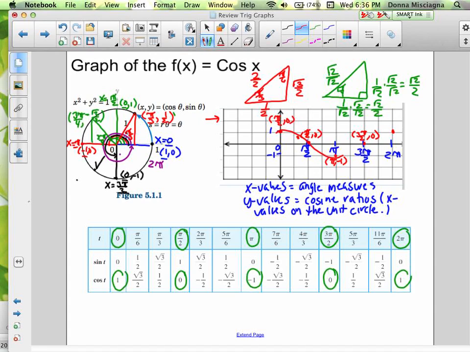Now this is just, oops, kind of missed my point there. This is just one period of the graph, but it'll keep doing the same things over and over and over again. So in the next lesson, we're going to look at graphing with period changes, amplitude changes, phase shifts, and vertical shifts.